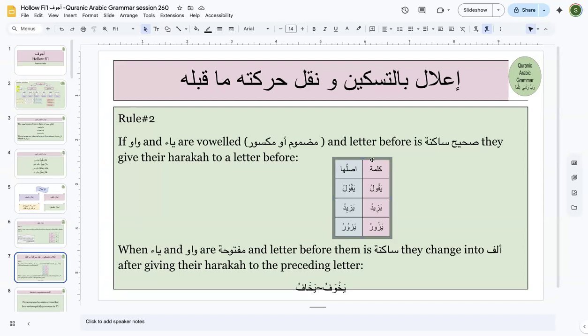What are we seeing here? There was a waw and ya that was mutaharrik. However, it was preceded by a sakin. Therefore, it gave away its haraka to the letter before. And this naql is happening, naql ma'a taskeen, with waw and ya that were madmoom or maksoor. What does it mean? Madmoom means waw is carrying a dhamma, or ya is carrying a dhamma. Ya will never carry a dhamma though. Or they carry a kasra. Letters with dhamma or kasra. Okay? Clear to all of you?